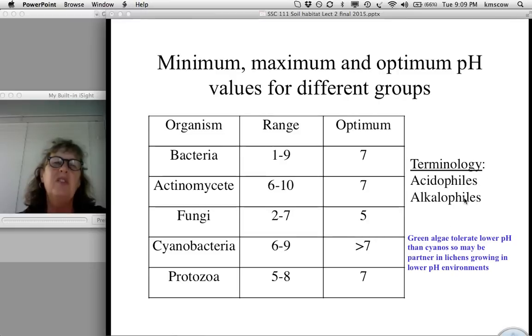All right, and we use this terminology acidophiles, acid lovers, and alkalophiles to describe organisms that do well at low or high pH.